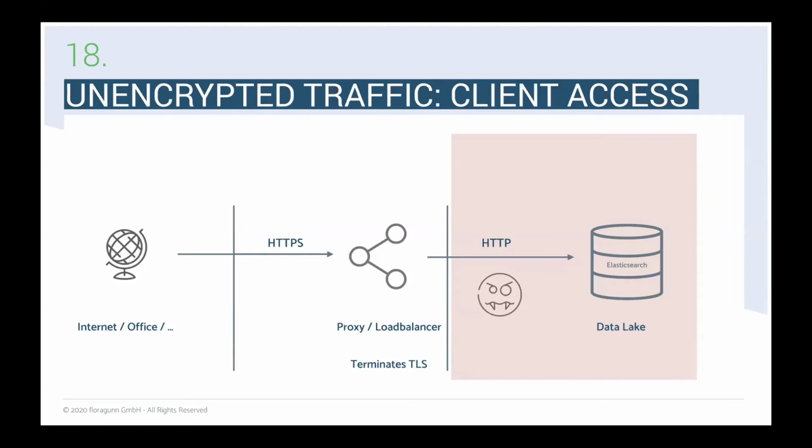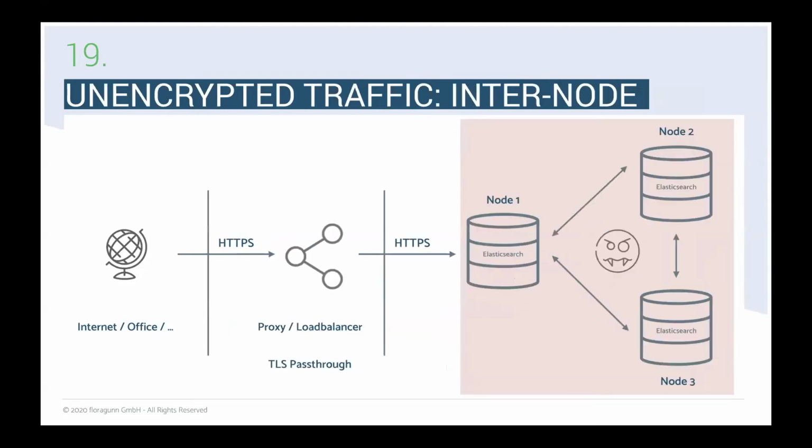The thing is that because we have to assume that an attacker is already inside our network, once the traffic is unencrypted, even if it's just from a proxy or load balancer to your actual data source, this data, of course, can be accessed and sniffed. The same is true if you have a distributed system like Elasticsearch, where you have different nodes talking to each other. Even if the traffic is encrypted until it hits your Elasticsearch cluster, if you do nothing, then the traffic inside your cluster, again, is unencrypted.